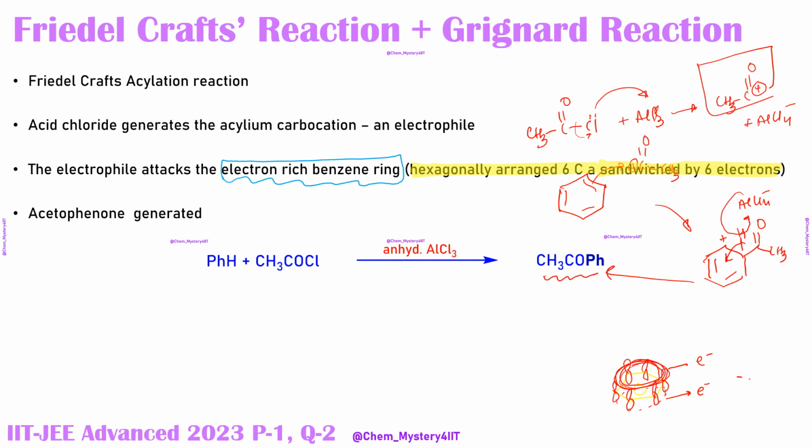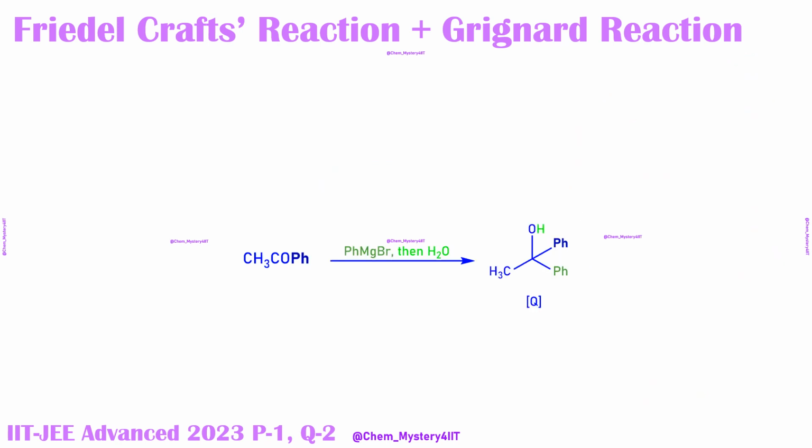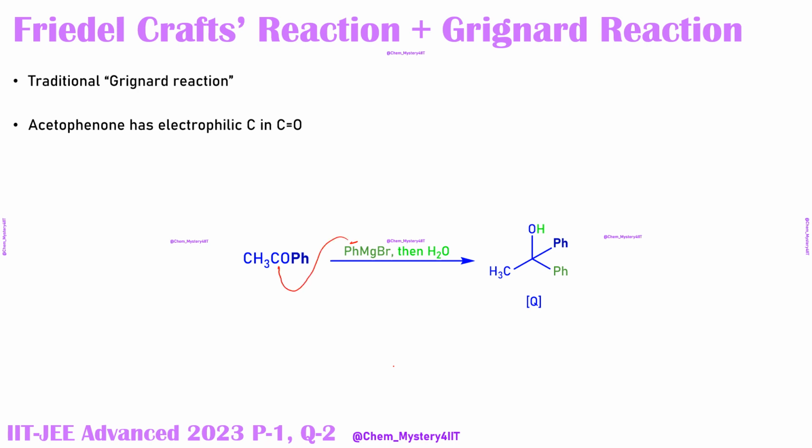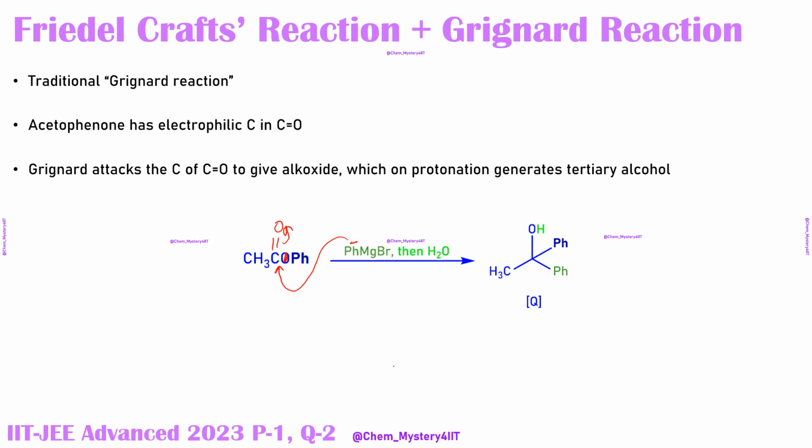This is the compound called acetophenone. In the next step, this acetophenone again undergoes the traditional Grignard reaction, which gives you the alkoxide. This carbon of acetophenone will be attacked, so we get the alkoxide in the same way, and then the alkoxide gets protonated by water as the solvent, generating this 3-degree alcohol.